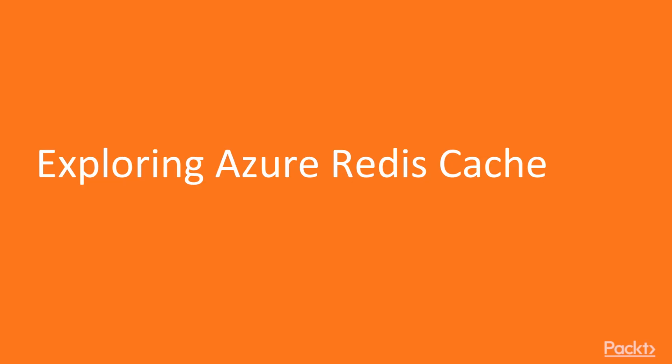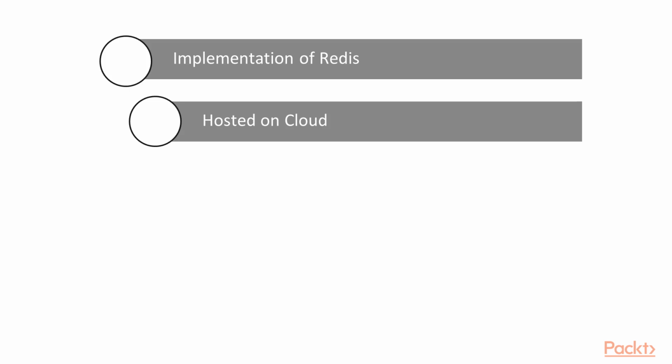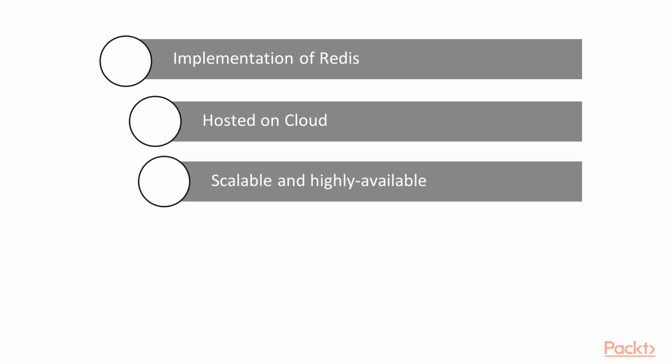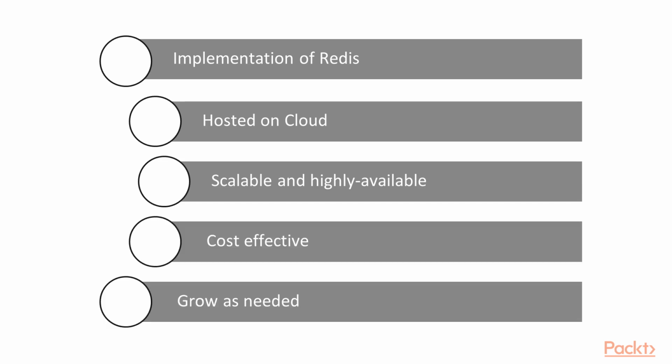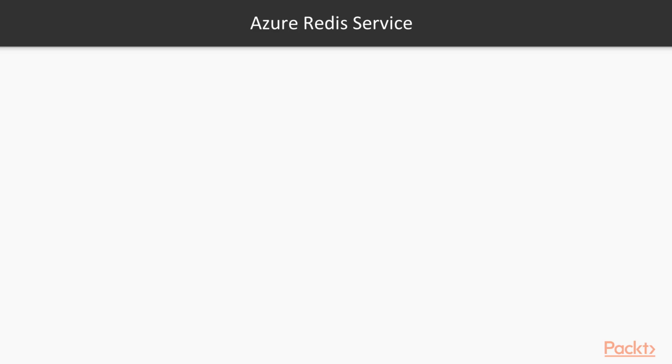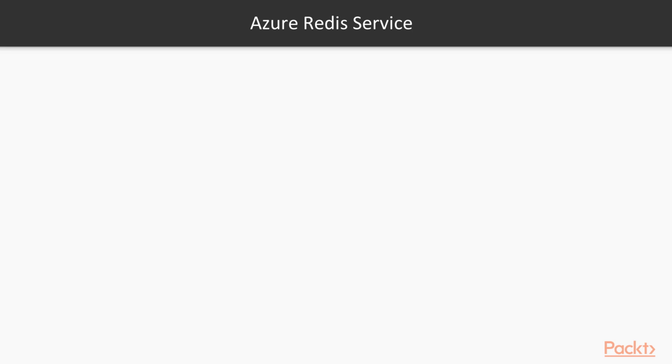In this video, Azure Redis Cache Overview, we are going to take a look at how Azure has implemented Redis, and we should know that the Azure Redis Cache service is hosted on the cloud rather than being implemented on premises. Similarly, it is highly scalable and highly available due to the fact that it is hosted on the cloud. But still, it is a cost-effective solution because you can grow as needed by your clients and customers. The Redis cache service itself can be installed, deployed, or run as a Docker container in the image, or it can be purchased as a service, as we will do in this section and throughout the course.